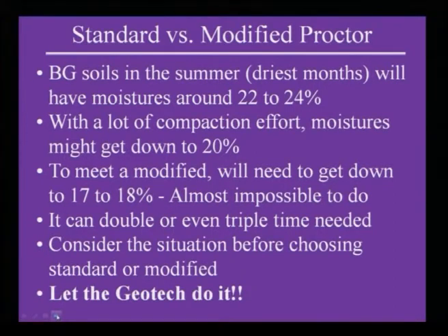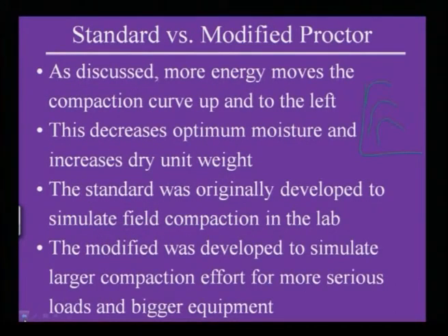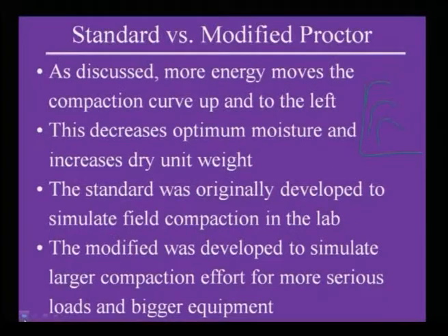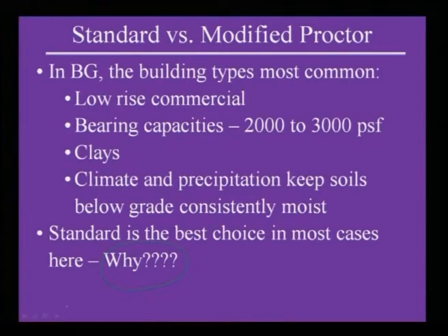Consider the situation before choosing standard or modified. These are all comparisons. Whatever I said, if I repeat it once again, it is why I am going to use standard or modified, and which one we are going to decide at what conditions. What are the drawbacks in case of modified? In case of modified, the compaction effort will be more. So your moisture content would be getting around below 20%, which is not possible in the field to compact. Not possible, it is very difficult to get also.